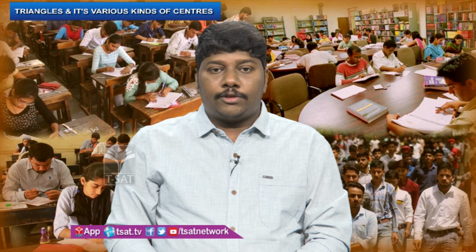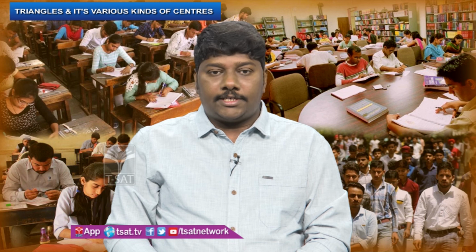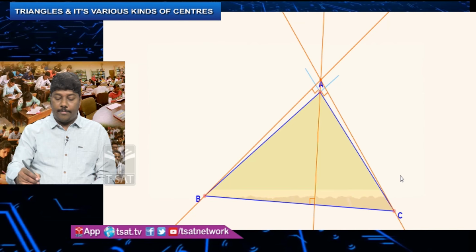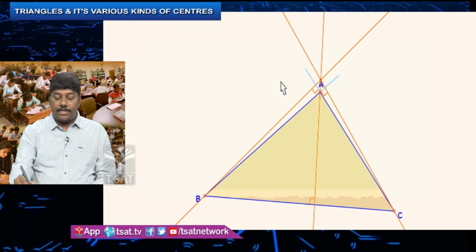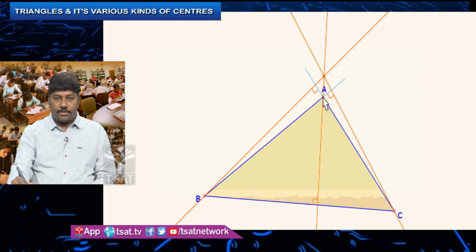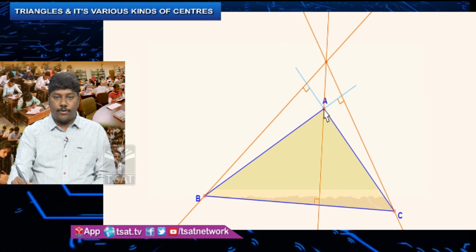Now we look at orthocenters. Orthocenter is actually the intersection point of perpendiculars, as you see in the figure. Look at the perpendiculars here. If it is an obtuse angle triangle, orthocenter stays outside.